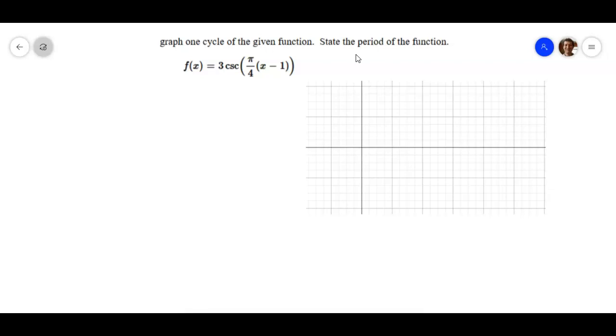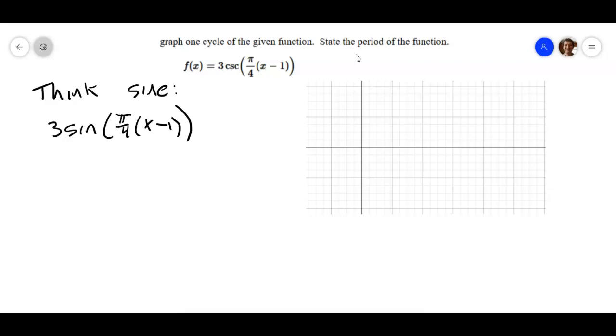But the first thing, right off the bat, is I don't want to deal with cosecant, so I'm going to think sine. So I want to take a look at 3 sine of pi fourths times x minus 1. I will get all my information from the sine wave that will allow me to graph the cosecant wave.